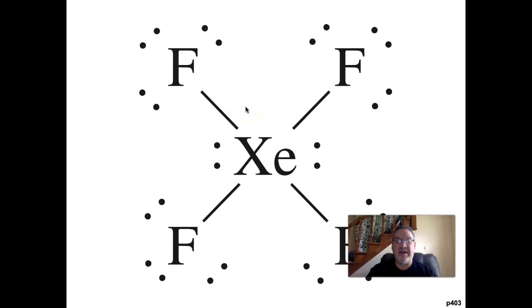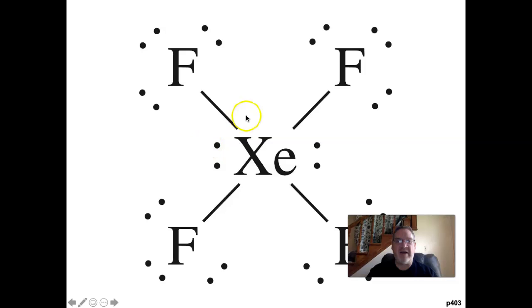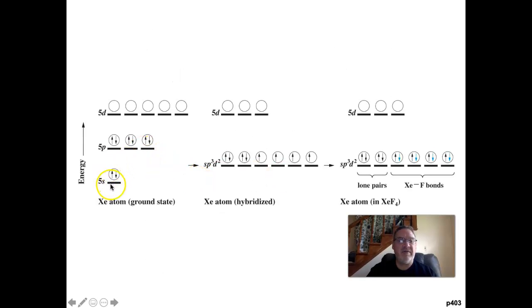And you can do the same thing. Here's xenon tetrafluoride. Xenon's going to have, count it up, 1, 2, 3, 4, 5, 6. So we got 6 total pairs. 6 pairs. Hey, that's an octahedral arrangement. Octahedral, sp3d2. So the s, all 3 of the p, and then 2 of the d orbitals. There's our new hybrid that gets formed.